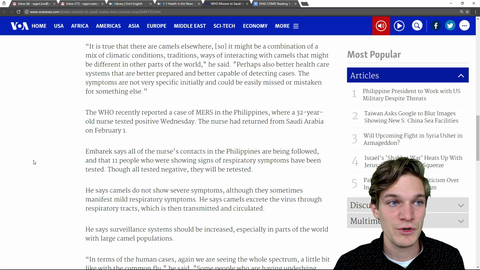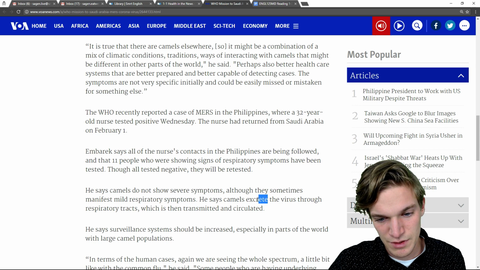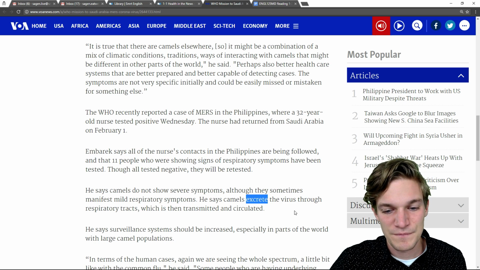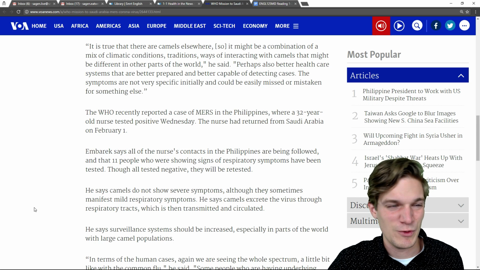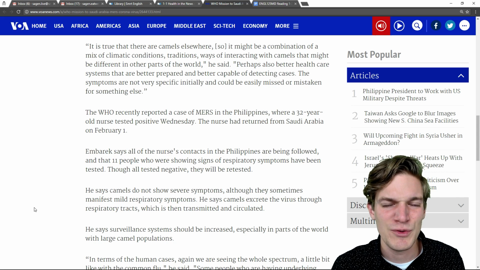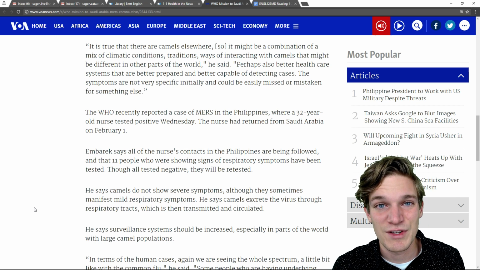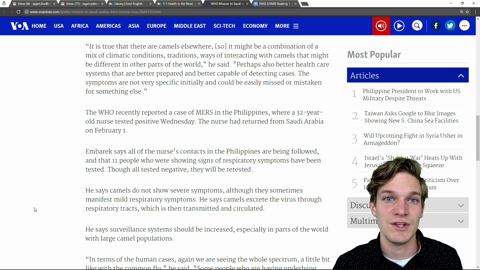The word excrete is a very good vocabulary word, and that means when a liquid is coming out of something. But it's a word that we use usually for medical or scientific or technical things. If you use it for normal things for people, it sounds kind of weird and kind of gross, but used in a medical sense or scientific sense, it's normal.